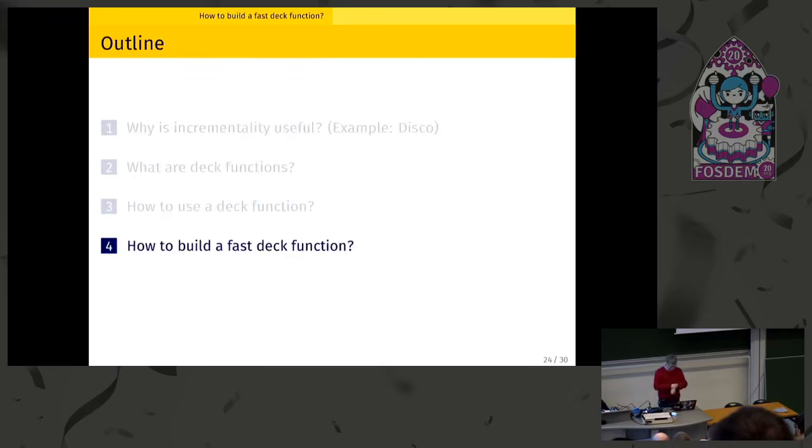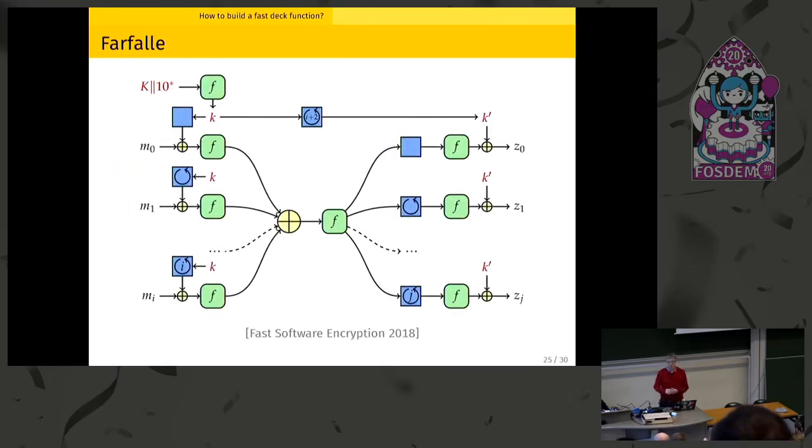Then a few minutes about how we can build an efficient DEC function. Recently we developed a new construction called Farfalle. The name Farfalle comes from, maybe, its shape, I don't know. Again, I'm not going to detail everything that's happening inside. It takes a secret key and some input blocks. But the key thing to look at on this figure is that the permutations F that are being evaluated in this construction can all be evaluated at the same time because they can run in parallel.